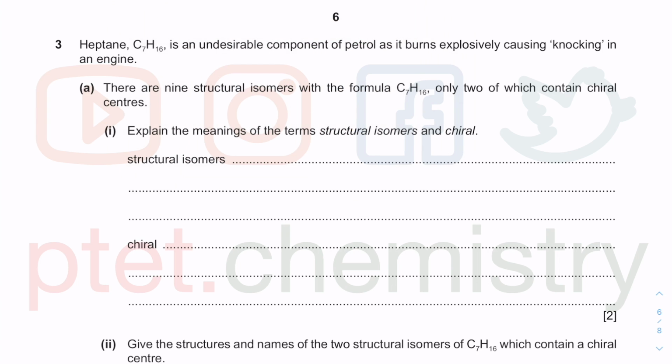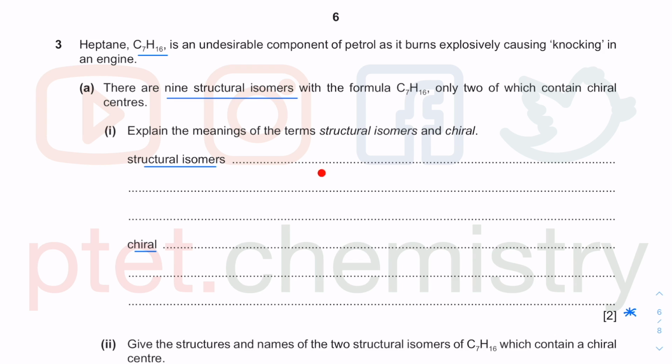So this third question here is about organic chemistry. So we have an undesirable 7-carbon chain hydrocarbon. Blah, blah, blah. There are 9 structural isomers. So what is meant by structural isomers and what is meant by chiral center? There will always be marks and definitions.